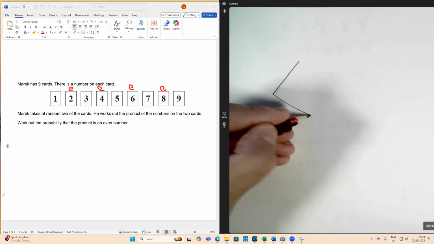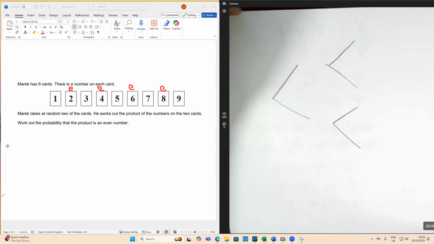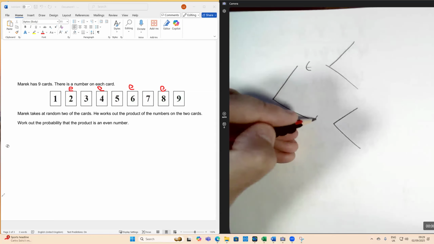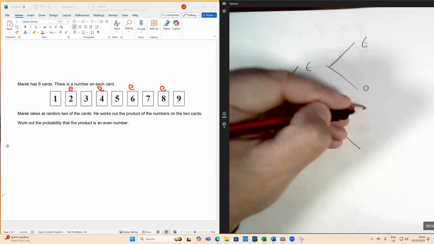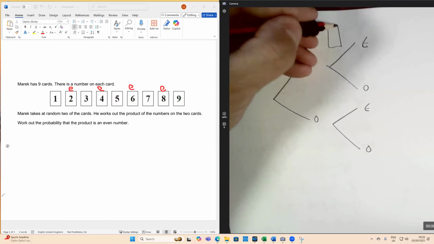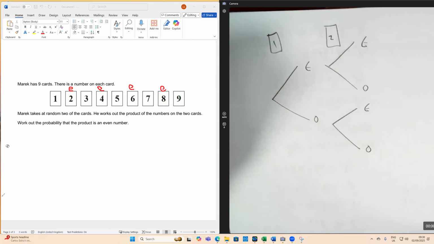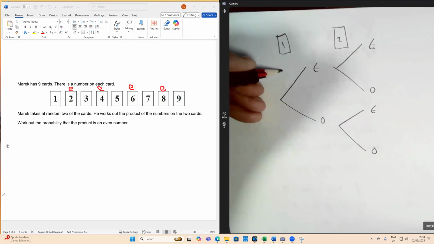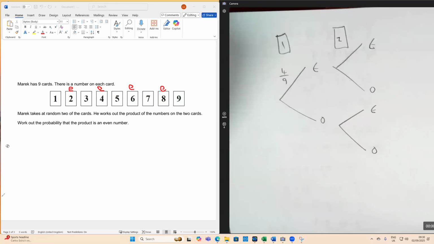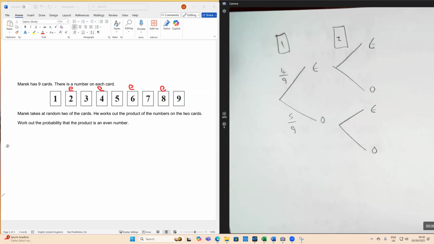So when Marrick goes to select, he's going to take 2 cards, okay? So they can all be even or odd. Even or odd, even or odd. This is card number 1, and this is card number 2. So when Marrick goes to select the first card, you can see there that we've got 4 even cards, and there's 9 cards altogether. So 4 over 9. Therefore, we've got 5 over 9 as our odd.